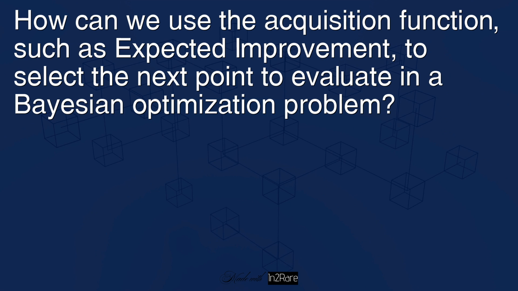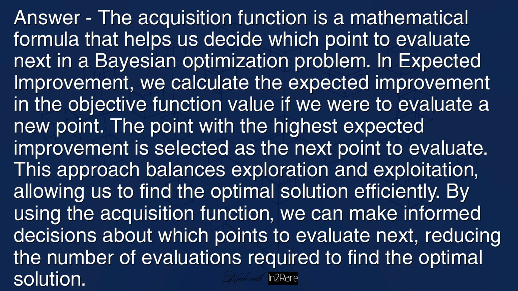How can we use the acquisition function, such as expected improvement, to select the next point to evaluate in a Bayesian optimization problem? Answer: the acquisition function is a mathematical formula that helps us decide which point to evaluate next in a Bayesian optimization problem. In expected improvement, we calculate the expected improvement in the objective function value if we were to evaluate a new point. The point with the highest expected improvement is selected as the next point to evaluate.